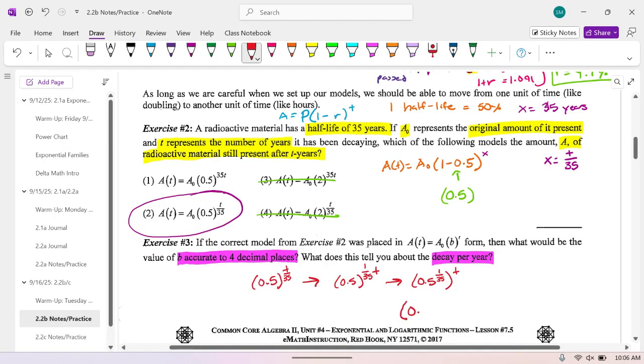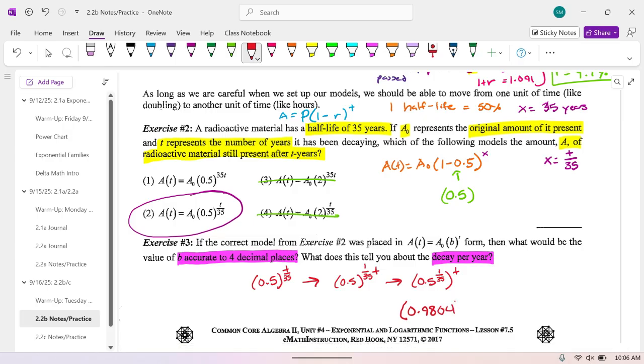So our new b value will be 0.9804 to the t, and then whatever A of 0 is, and that's our new formula. Now, it asks us for the rate per year. So this table is now in terms of per 1 year, this happens. What percent are we decaying by? So would it be 98%? If we convert this to a percent, 98% is not what we're decreasing by. That's how much is left over after a year.